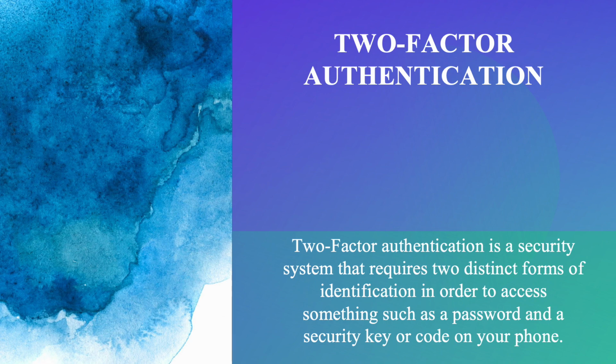And finally, we have two-factor authentication. Two-factor authentication is a security system that requires two distinct forms of identification in order to access something, such as a password and a security key or a code on your phone. So these are 20 of the most common definitions for the security object-oriented programming system.